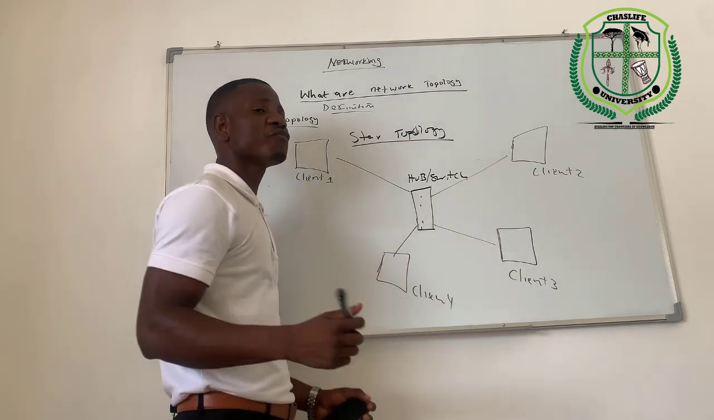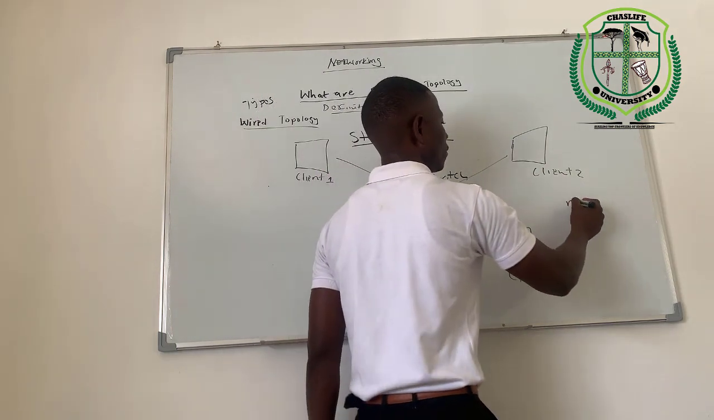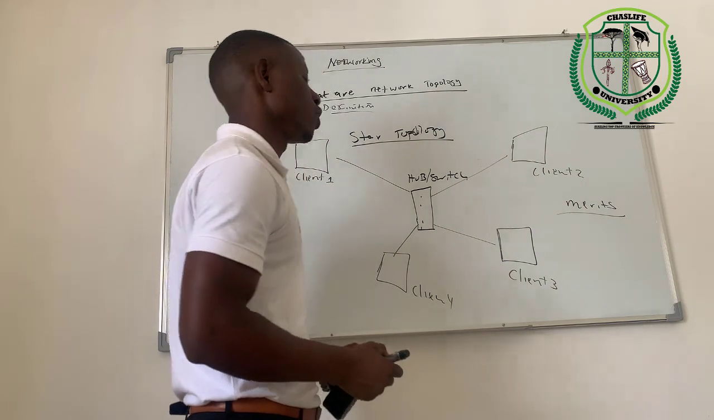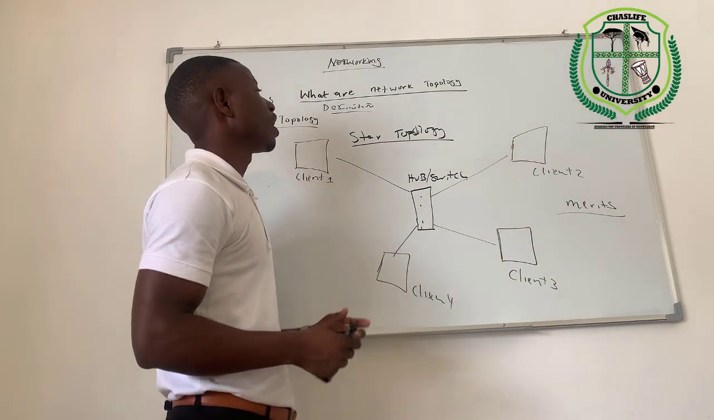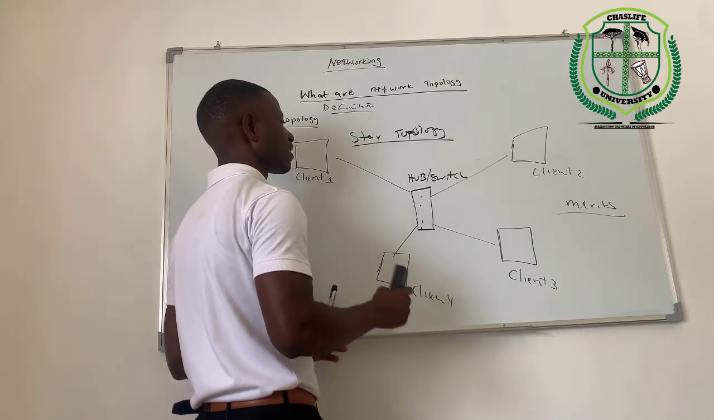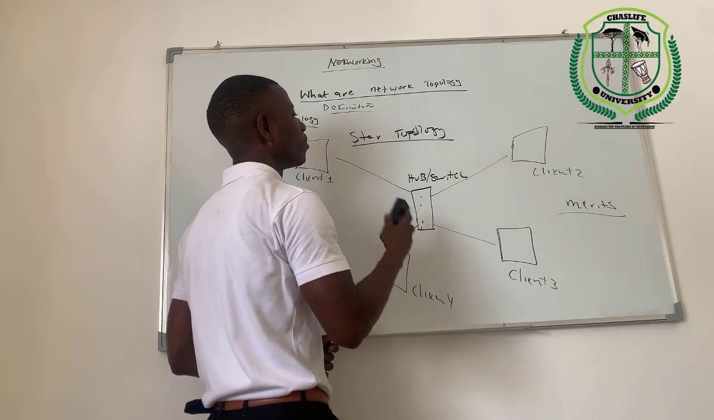One of the merits of a star topology, one of its advantages, is that, let's say in an instance, one of these computers disconnects from the network.